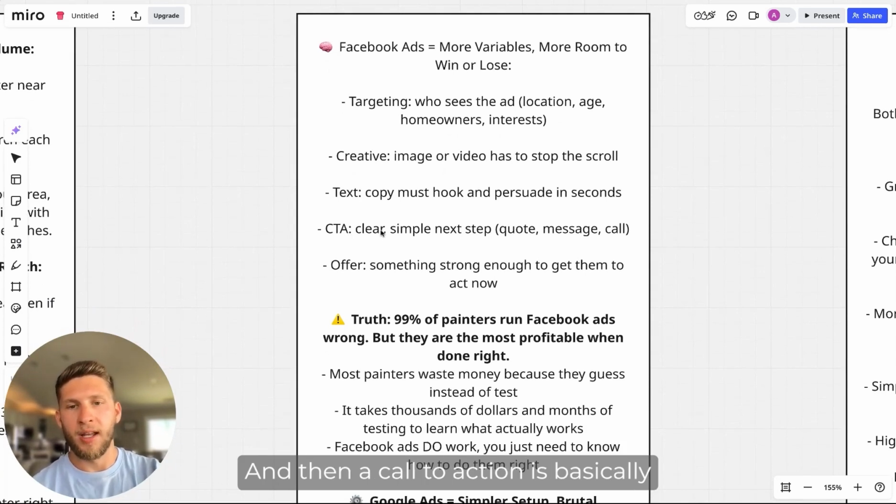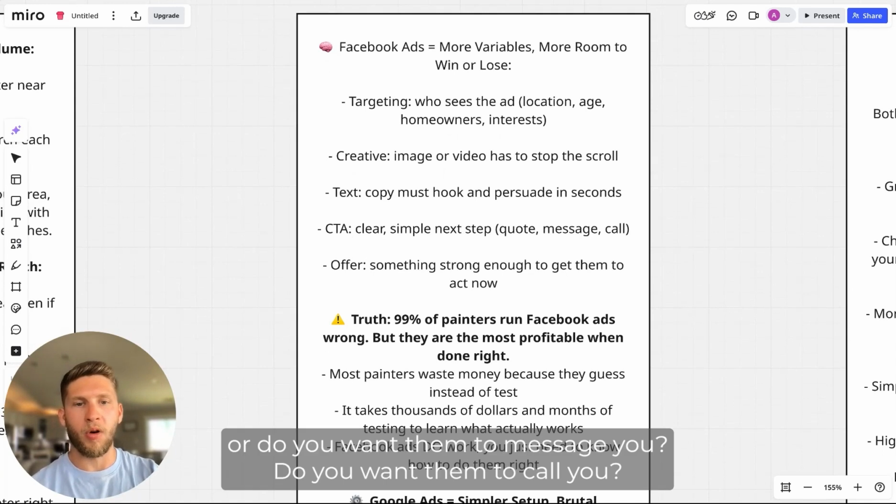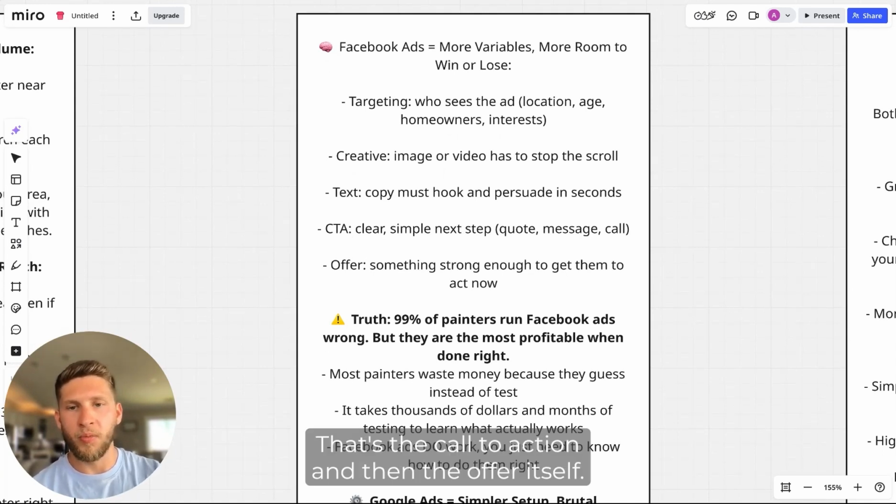And then a call to action is basically just what you're telling the customer to do. Do you want them to submit their information to receive a quote? Do you want them to message you? Do you want them to call you? That's the call to action.